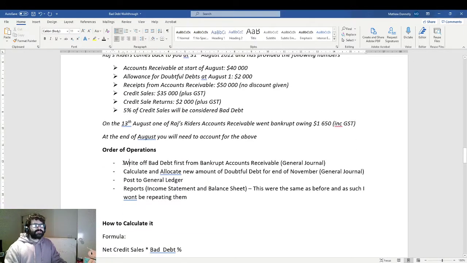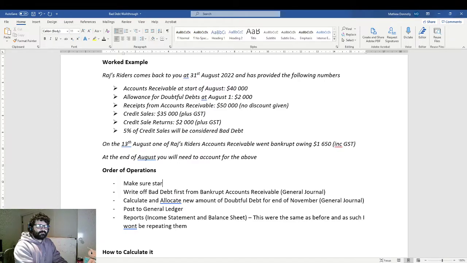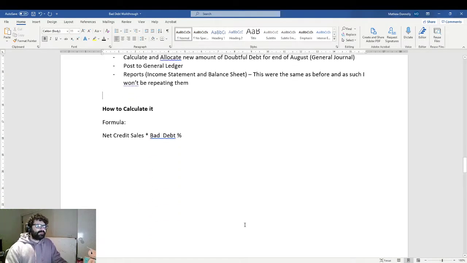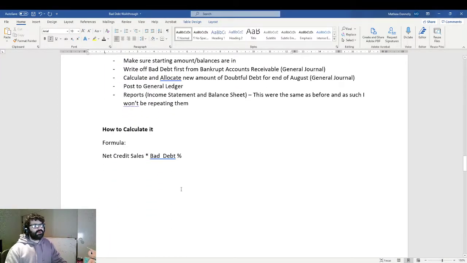So, order of operations. We need to write off the bad debt. Obviously, we're going to put our balances in first. I feel like that's a bit obvious. Amounts and balances are in. And then we're writing off the bad debt. Then we allocate the new amount of bad doubtful debt for the end of August. I think I wrote the example of November, and then I was like, nah, we're doing August. And then we're going to post it all to the general ledger. And then we do the report, same as above, but I won't be repeating them. Plain simple reason I won't be repeating them is because you've seen me do it up here, and it doesn't change, and you'll see what I mean in a moment.